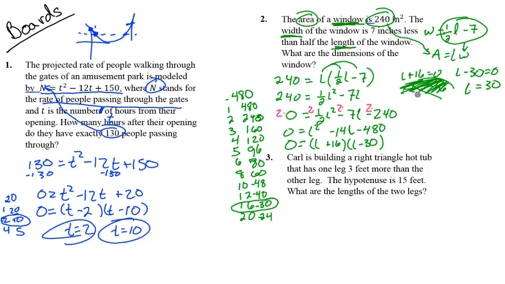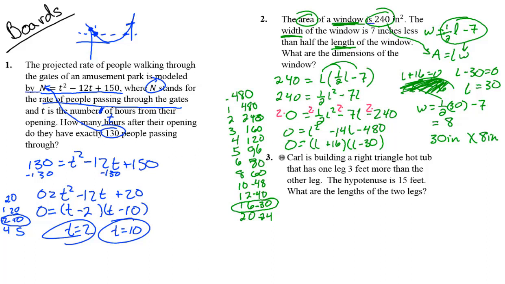And then let's find the width. The width up here is 1/2. Let's write this down. Width is 1/2 of the length, so 30 minus 7. So that's 15 minus 7 equals 8. So we have 30 inches by 8 inches, the length and the width. And does that really have an area of 240? Yes, it does. Whew, that was a toughie.